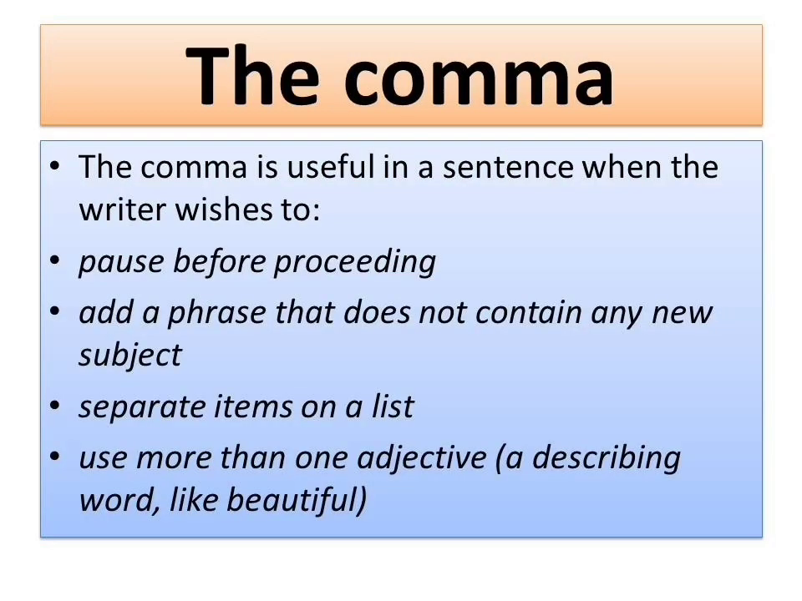The comma is useful in a sentence when the writer wishes to pause before proceeding, or wishes to separate items on a list, or to aid a phrase that does not contain any new subject. It is used when more than one adjective is used, describing a word, like beautiful, trustworthy, honest, hardworking.